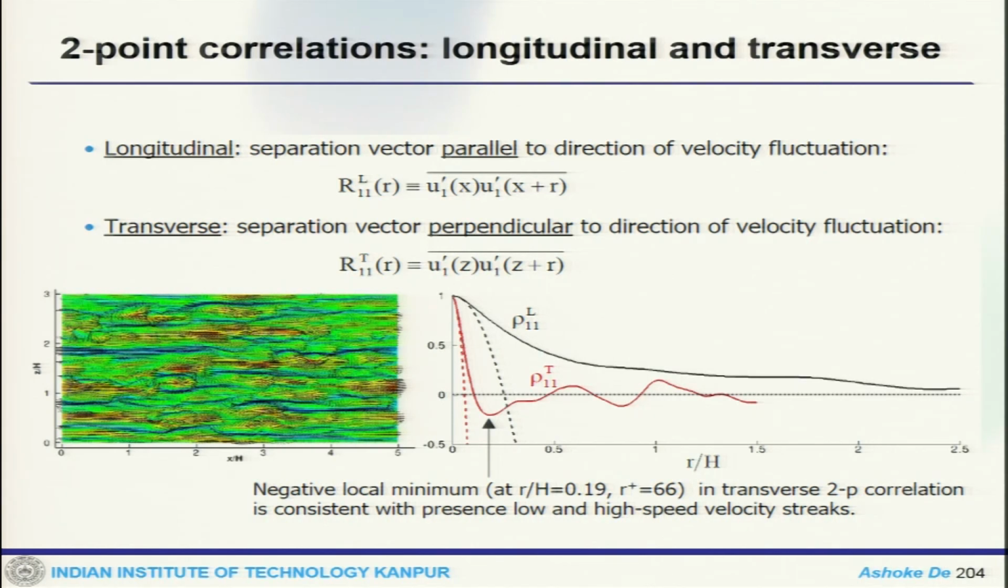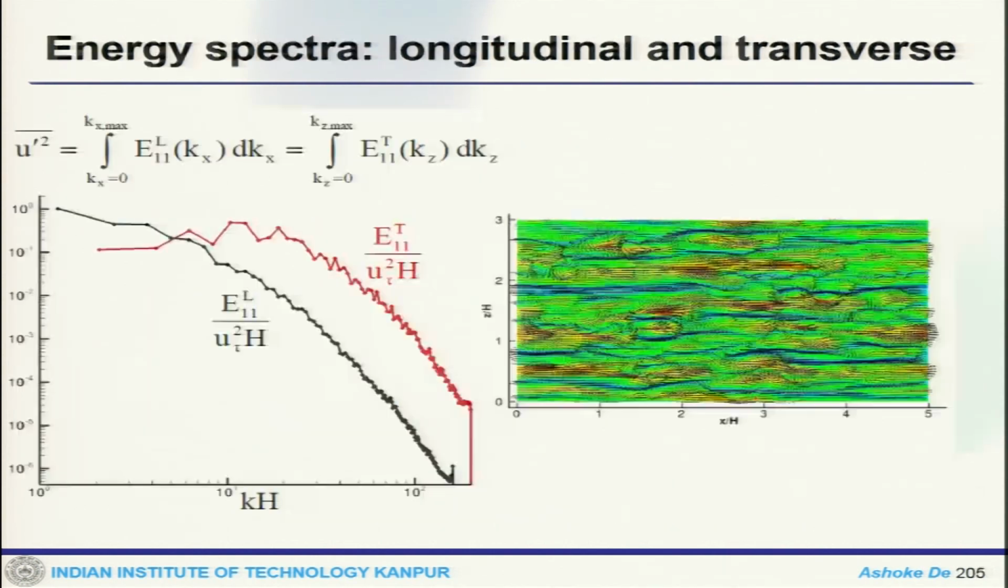Similarly, you can have the longitudinal and the transverse variation. The longitudinal separation vector is parallel to the direction of the velocity fluctuations, where R11 is defined like this. When we go to transverse, the separation is perpendicular to the flow, and their variations are different. The longitudinal variation is like this, whereas the transverse one is initially quite steep and then it decays. Similarly, for that particular case one can plot and look at it.